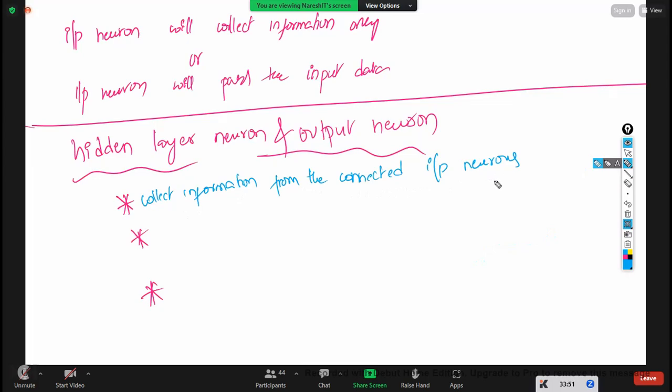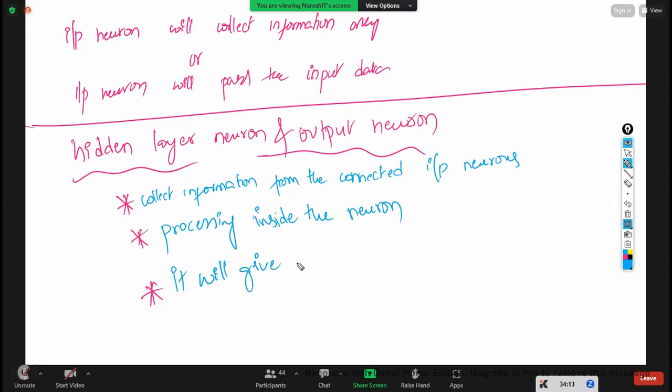After collecting the information, it is going to do the processing inside the neuron. The processing will be done inside the neuron. Once the processing is completed, it will give the output. Like this, every neuron will do. The hidden layers will do it, and the output layer also will do the same.